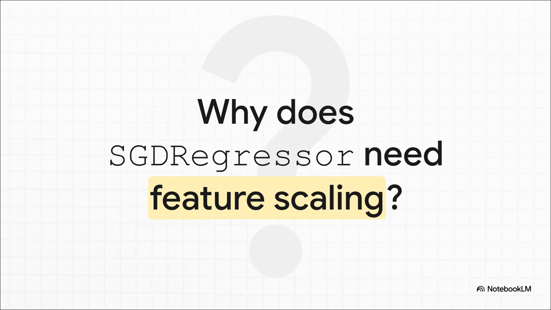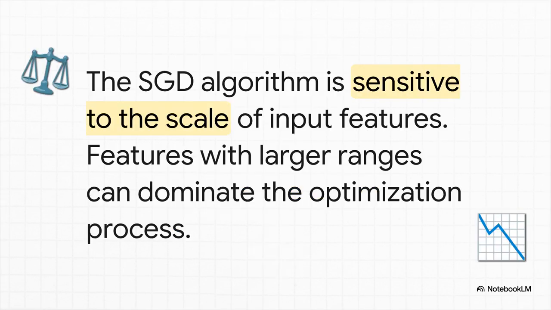But wait, before we start twisting those dials, there's this super important prep step we absolutely cannot skip. So let's talk about it. Why on earth do we need to scale our features for SGD regressor? So it all comes down to how SGD actually learns. Picture this. You're predicting house prices. You've got one feature, number of bedrooms, that's maybe between 1 and 5, and you've got another feature, square footage, that's like 500 to 5,000.